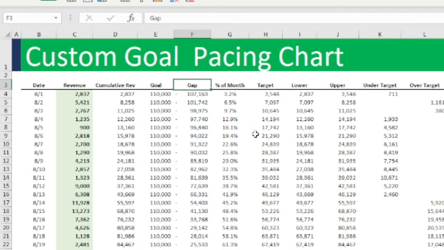Then the percentage of the month, this one will be the percentage of the revenue cumulative at that exact day in the month. Then the target, this one is going to be the target for the current day you'll be on. If it is the 10th, then from 1st to 10th, what would have been the percentage target, or what would have been the cumulative target. Then we shall look at the lowers and the uppers, and also where you fall under or over your target.